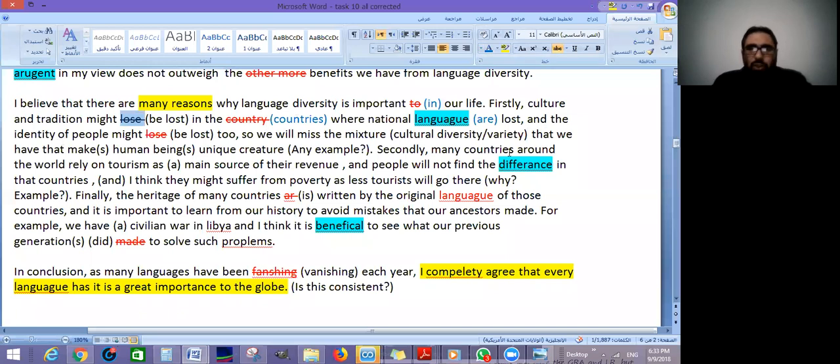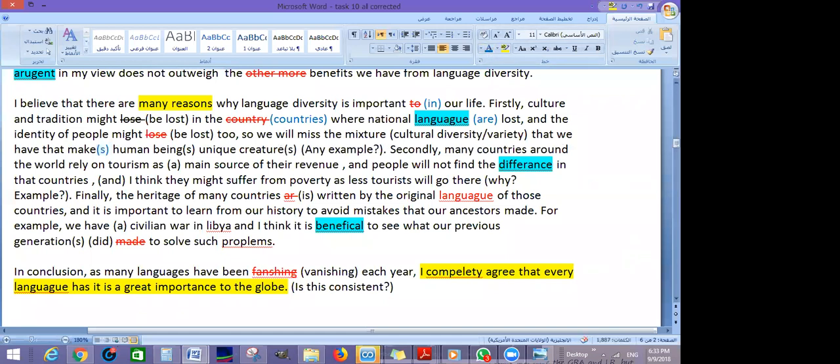Some kind of strange repetition here that we need to try and avoid. Anyway, and the identity of people might be lost too. I think we're repeating the verb lose and lost too many times. So we will miss the mixture. I don't think mixture. We could say cultural diversity, or maybe cultural variety. We don't want to say mixture. That makes humans unique, not creatures. Okay.